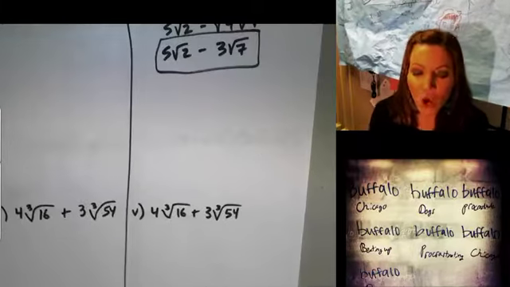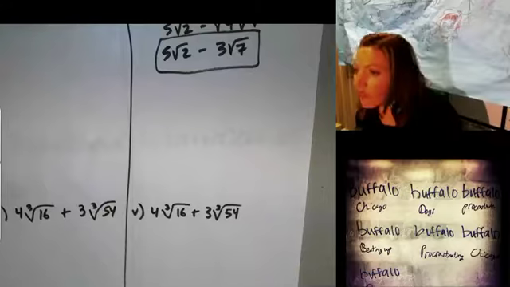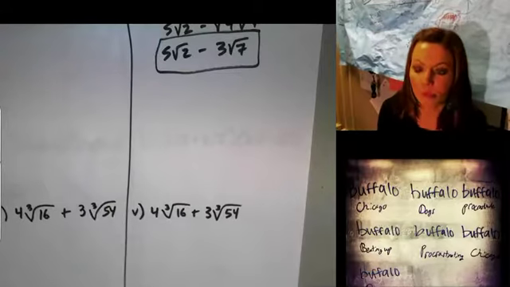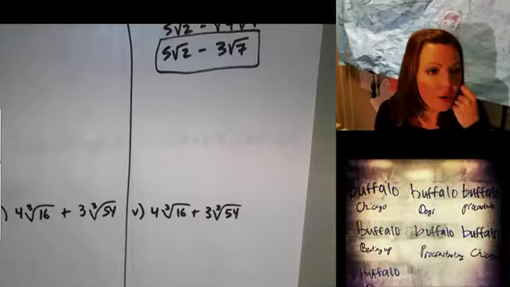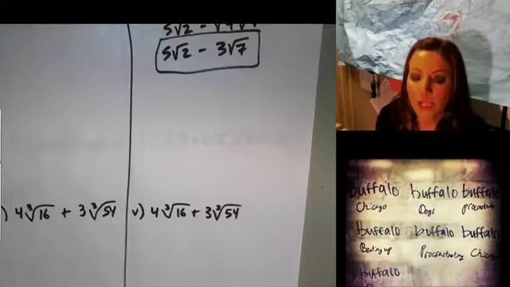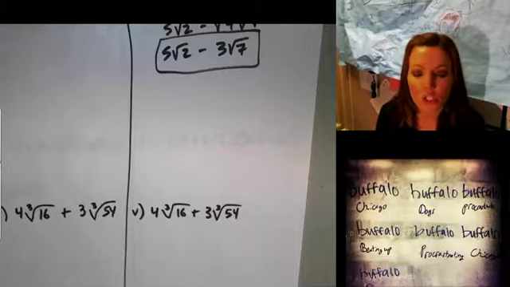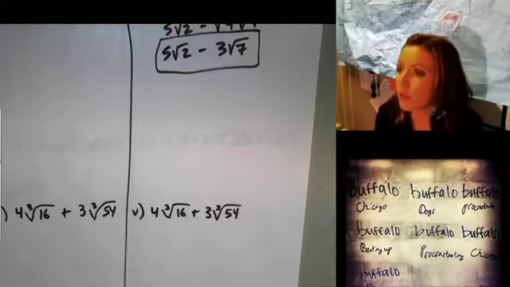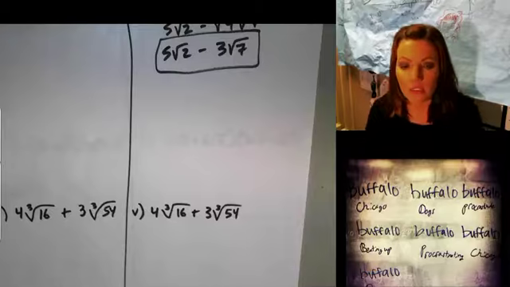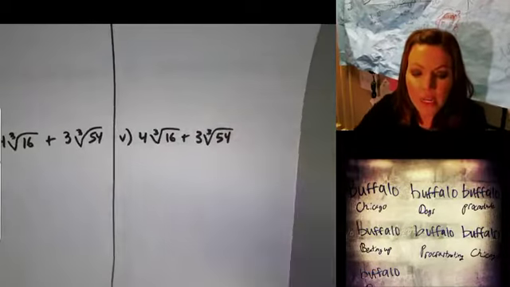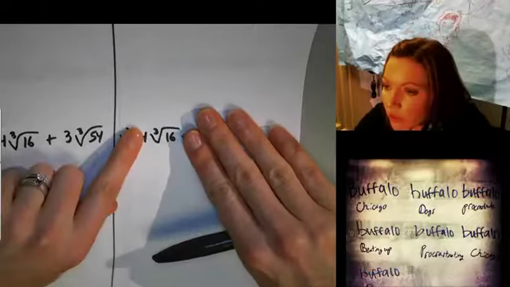Okay, so here we go. Now we have some cubic roots to deal with. So, okay, so now instead of looking for perfect squares, we're looking for perfect cubes to rewrite these so we can simplify it and so on. So can anybody, let's look at 16 first. Can anybody think of a perfect cube?